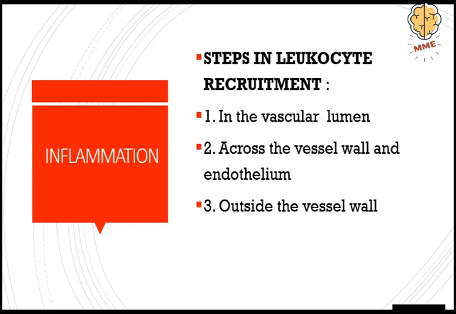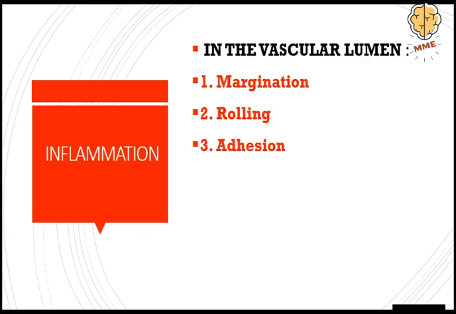Now, let us focus on the steps of leukocyte recruitment. This process occurs in three steps. The first is in the vascular lumen, the second is across the vessel wall and the endothelium, and the third is outside the vessel wall. In the vascular lumen, there are also three steps: the first is margination, the second is rolling, and the third is adhesion. Now we have to learn how these extravasation steps occur in the vascular lumen.